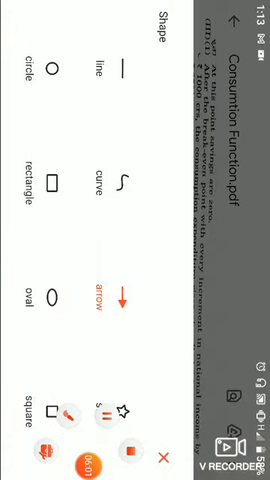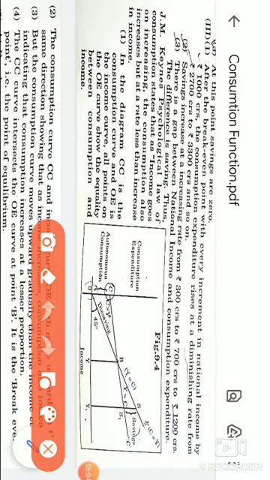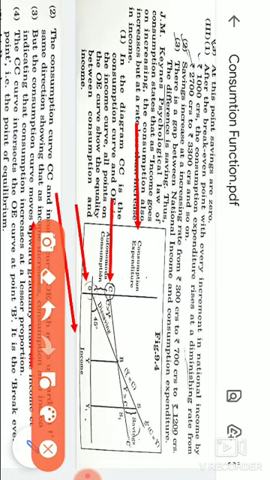So this can be explained with the help of a diagram also. In this diagram, on the x-axis we have taken the income and on the y-axis we have taken the consumption expenditure. So when my income is zero, my consumption is 100. Here they have mentioned the C, that is consumption is greater than income, and below that arrow they have mentioned the autonomous consumption.